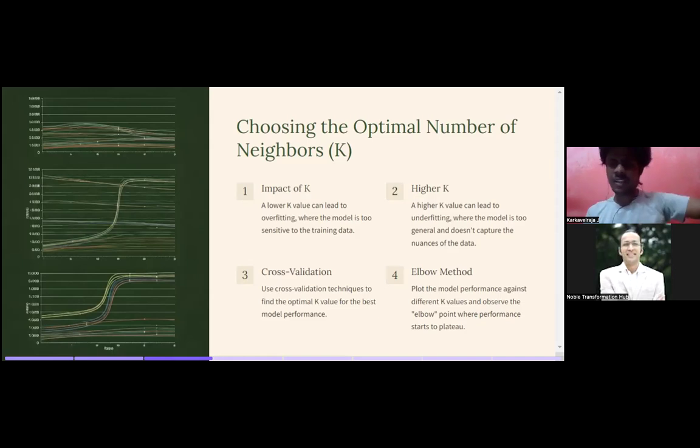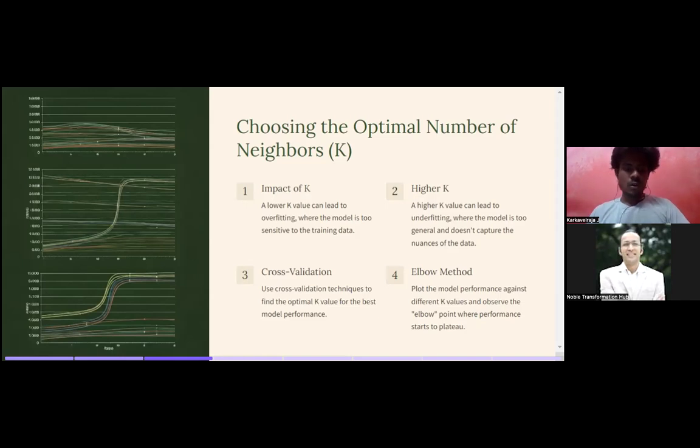We have something called cross validation. Using that, we can play with different combinations of values. If you belong to the EC department, you know about gates, like AND gate, OR gate, those things, and how to work on them. Cross validation is a technique that is used to find the optimal k value for the best model performance.